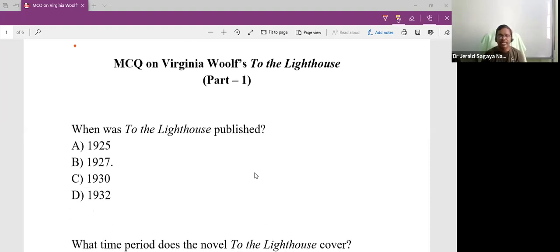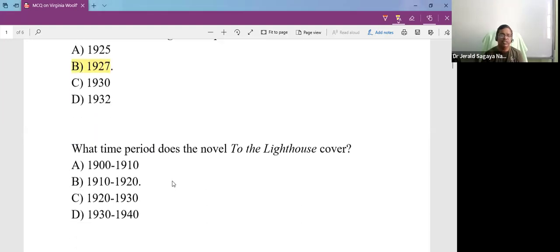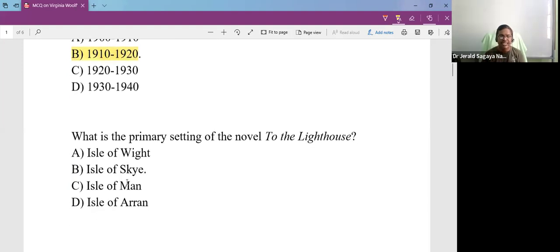When was To the Lighthouse published? To the Lighthouse was published in the year 1927. What time period does the novel To the Lighthouse cover? The time period which is covered in the novel is between 1910 to 1920. 1910, 1920. So 10 periods, 10 years.